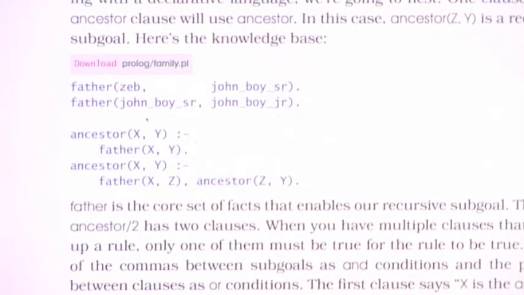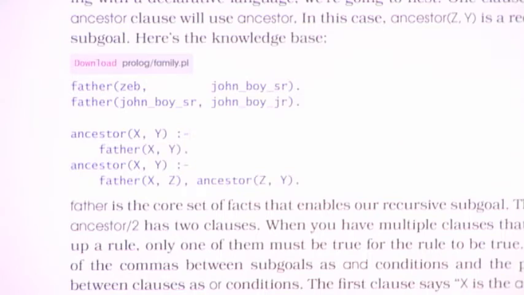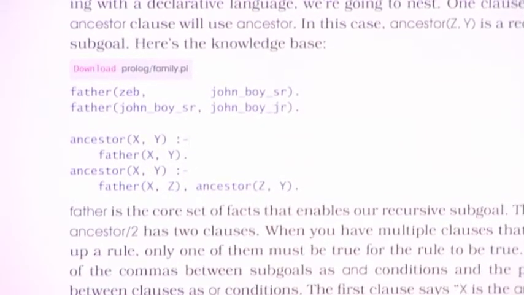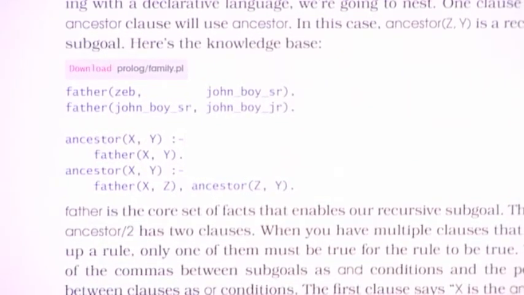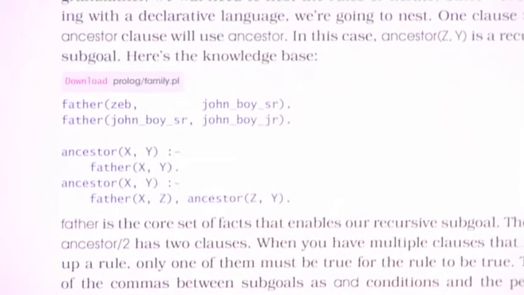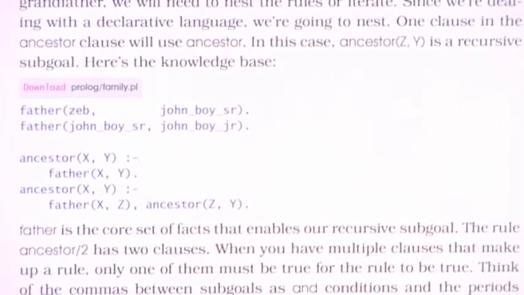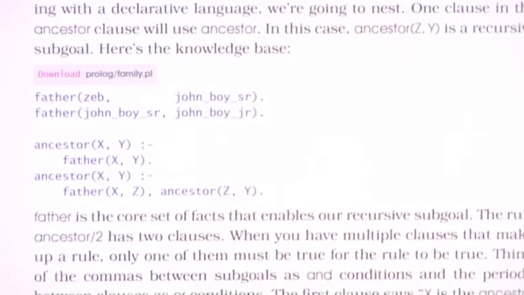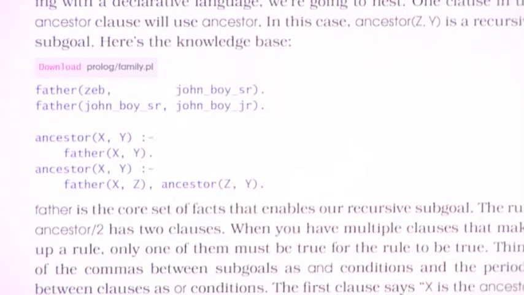Now Prolog will actually let you define many rules with the same signature, and it will try them in order. So if you ask a question of this system, first it'll try to assign x and y, see if father x and y evaluates to true. If it does, then you've got your answer and it returns. Otherwise, it'll try the second definition of ancestor. The second definition of ancestor has a recursive call to itself.